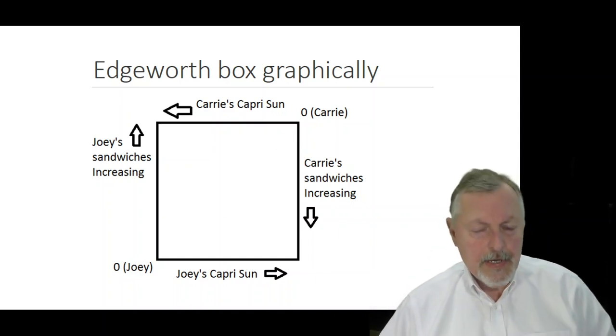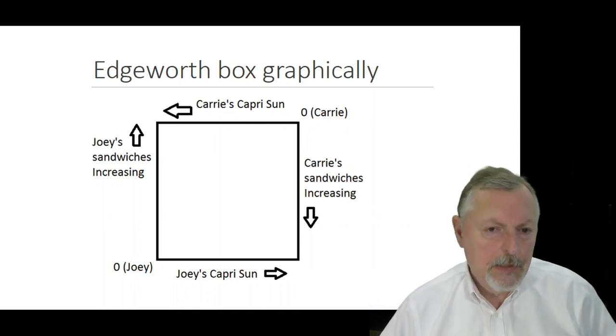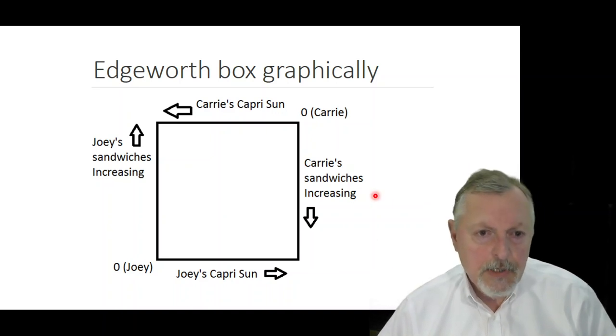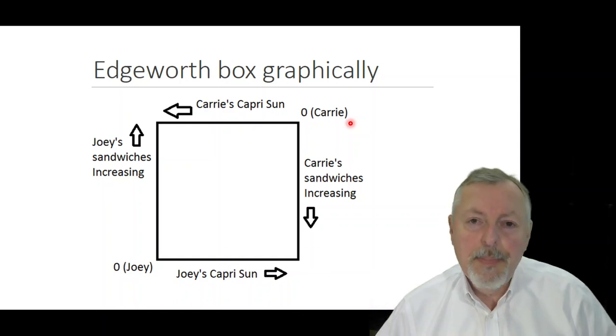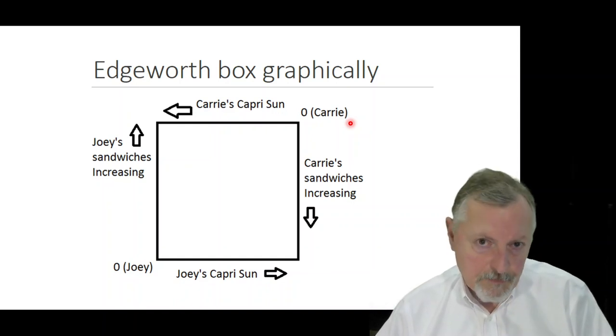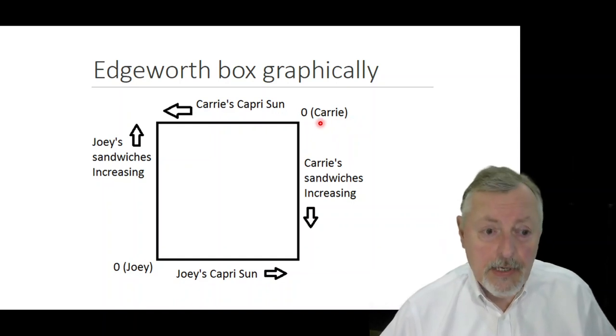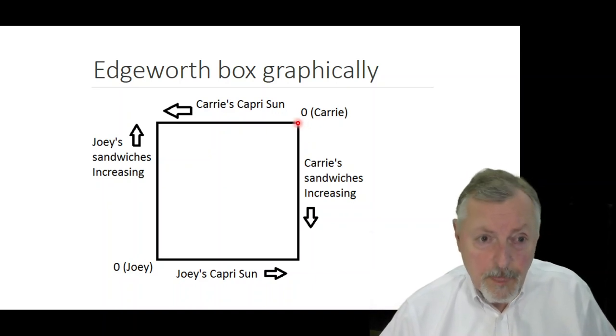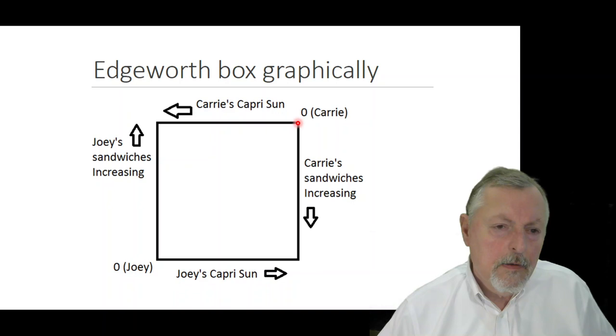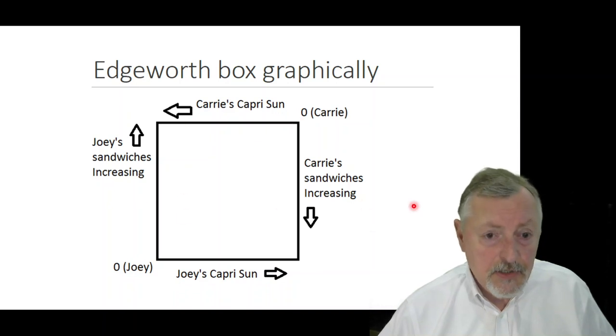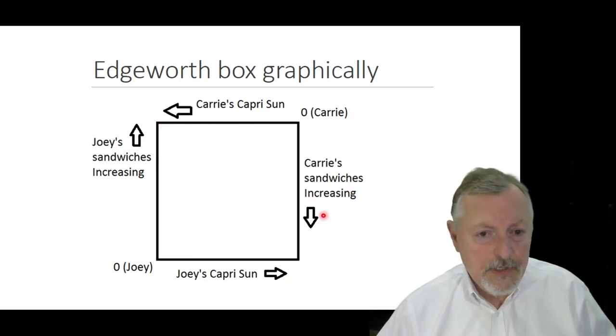Carrie's is the one that is not entirely intuitive. This is a graph just like Joey's, but it's been flipped so it's a mirror image. For Carrie, having 0 of both would be in the top right. The horizontal axis is still Capri Sun, but for Carrie, more is to the left. For Carrie, more sandwiches is down.